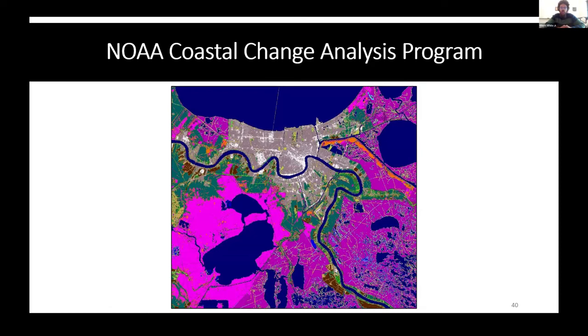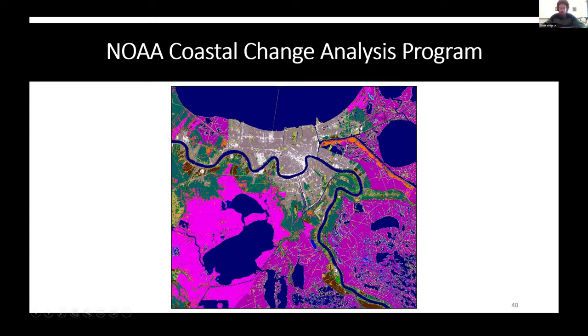So this data is from the NOAA Coastal Change Analysis Program, and it's a product that's produced every 5 years that maps the entire coastline in the US and has 26 different land cover classes, 6 of those being wetland types. And it's a really great way to look at wetland change over time from a remote sensing perspective.